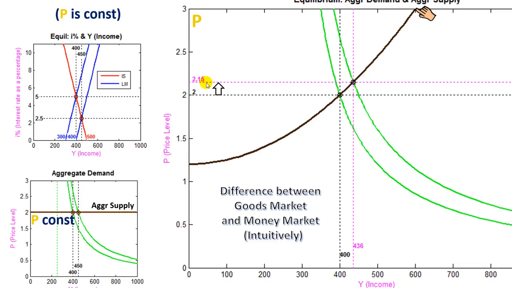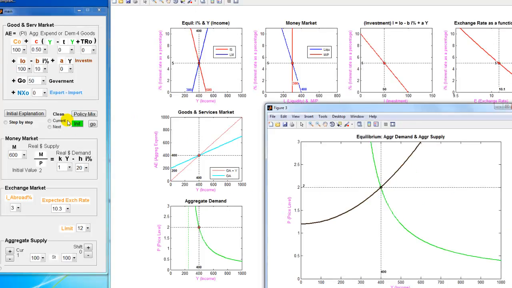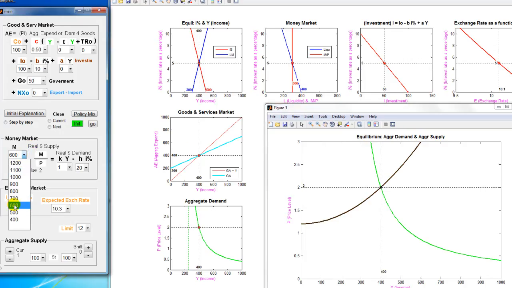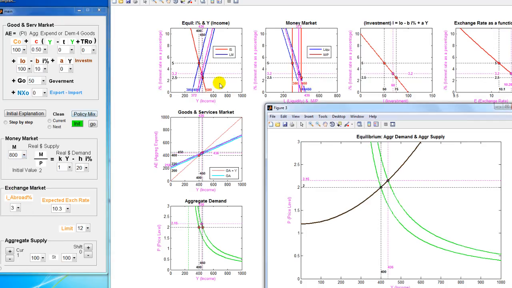So now what we want to see is what happens when price level increases. This is what we are going to see in the simulator. Okay, in the simulator we can see that if we increase money supply from 600 to 800, then we have these two effects. First, the LM shifts from here to here to the blue line, and then there's a second effect, which is the pink shift that we mentioned before.